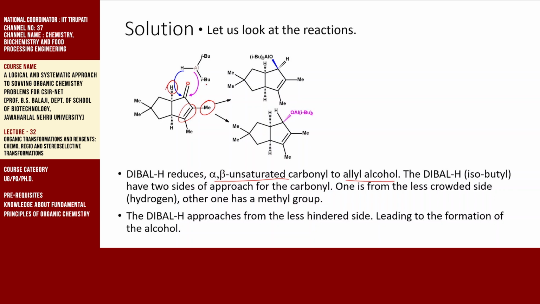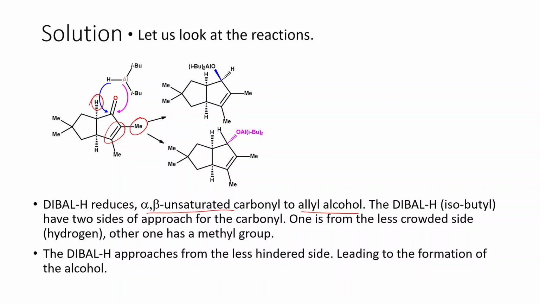So if we look very carefully, these are both the possibilities that can happen. One is given by the blue arrow side approach, another one is given by the pink arrow side approach. So these two possibilities are there. But if we look very carefully, this methyl group and this isobutyl group are bulky in nature. In other words, the isobutyl group cannot approach from this direction. It can only approach from the less hindered side, or from this blue arrow side.